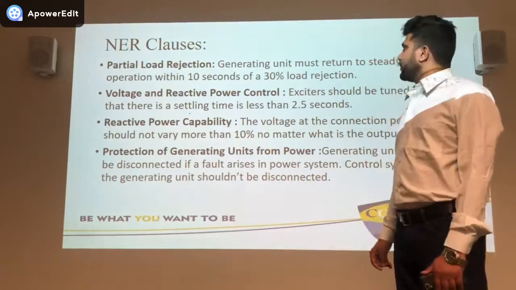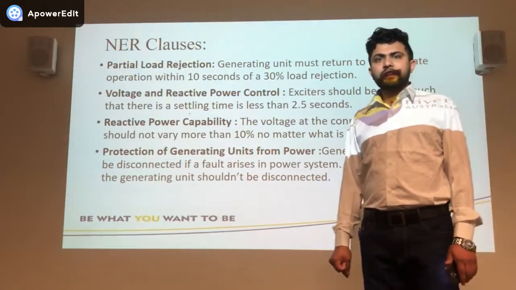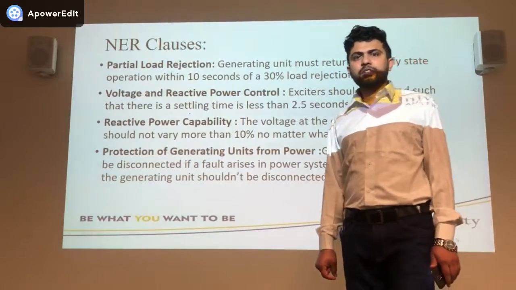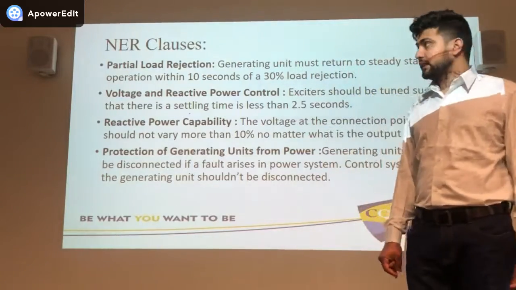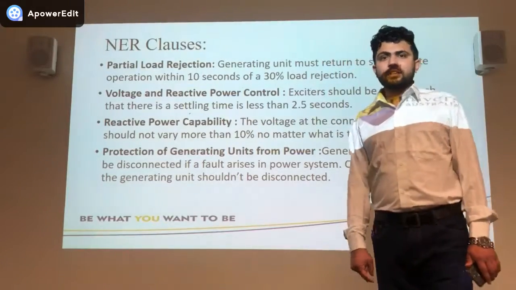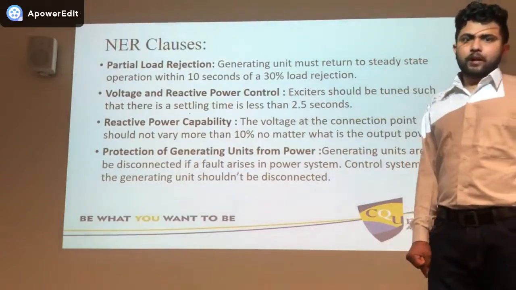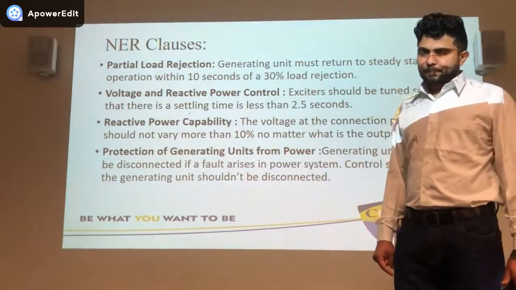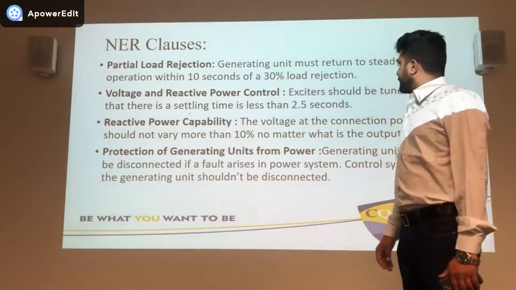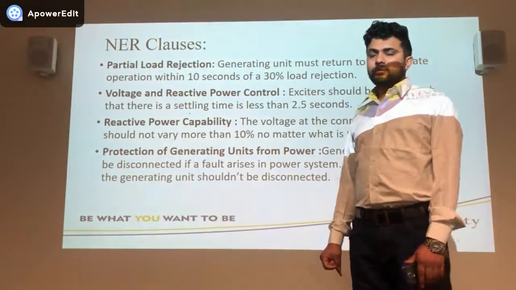Among them, these are a few clauses. The partial load rejection deals with the stability of the system, so that it can regain stability after 30% load rejection within 10 seconds of the instability. Similarly, voltage and reactive power control: the exciters are tuned in such a way that the settling time is 2.5 seconds after the instability, as well as reactive power capability. The voltage at the connection point should not vary more than 10% of the nominal voltage.